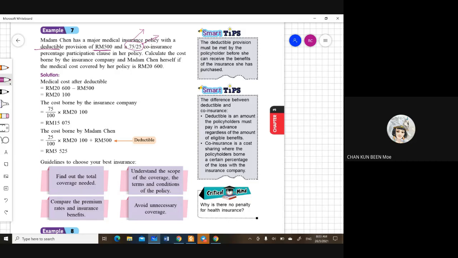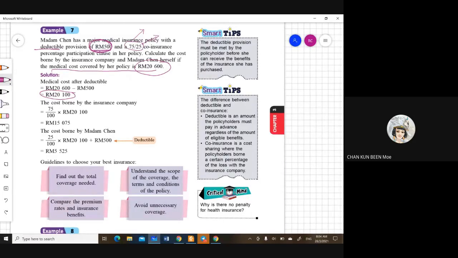Calculate the cost borne by the insurance company and Madam Chen herself if the medical cost covered by her policy is 20,600. So this is the medical cost, the 20,600. We are going to find the cost that is borne by the insurance company and also the cost that is borne by Madam Chen herself. Before you find the cost borne by both of them, you need to find the medical cost after the deductible of 500. So you minus 500 from 20,600 and you get 20,100. That is the medical cost after the deductible, because the deductible has to be borne by Madam Chen herself.